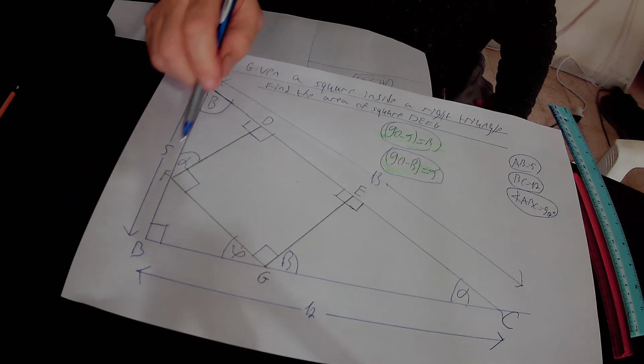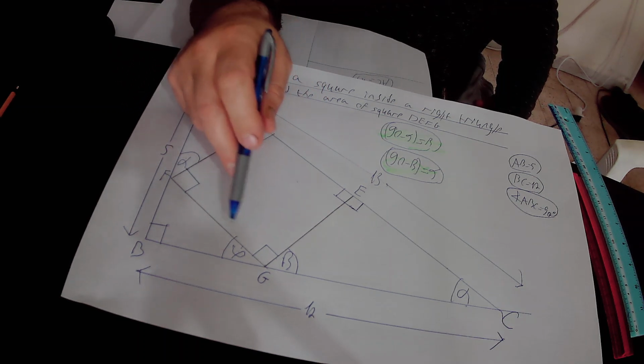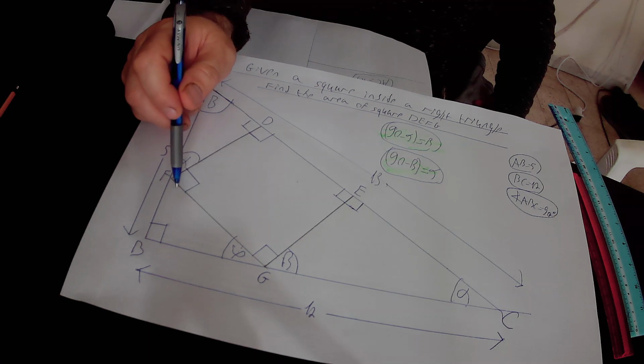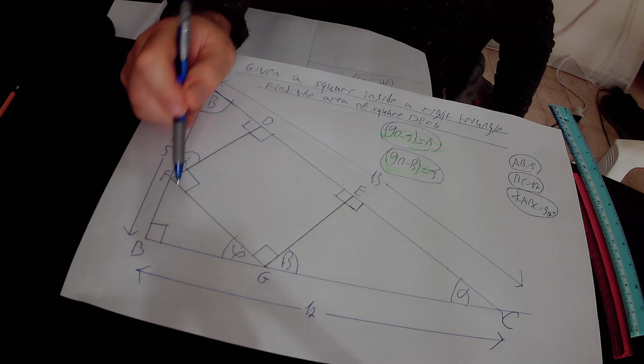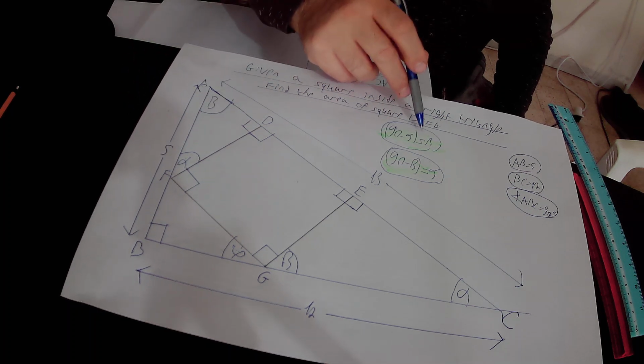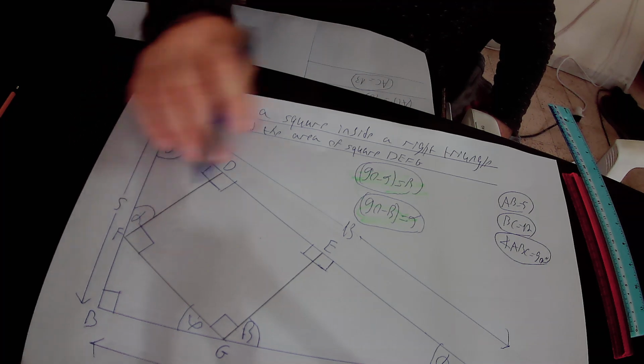In this right triangle FBG, this angle equals alpha, this angle equals 90 degrees. Therefore, the missing angle here must be equal to 90 degrees minus alpha. But 90 degrees minus alpha equals beta. Therefore, the missing angle here equals beta.